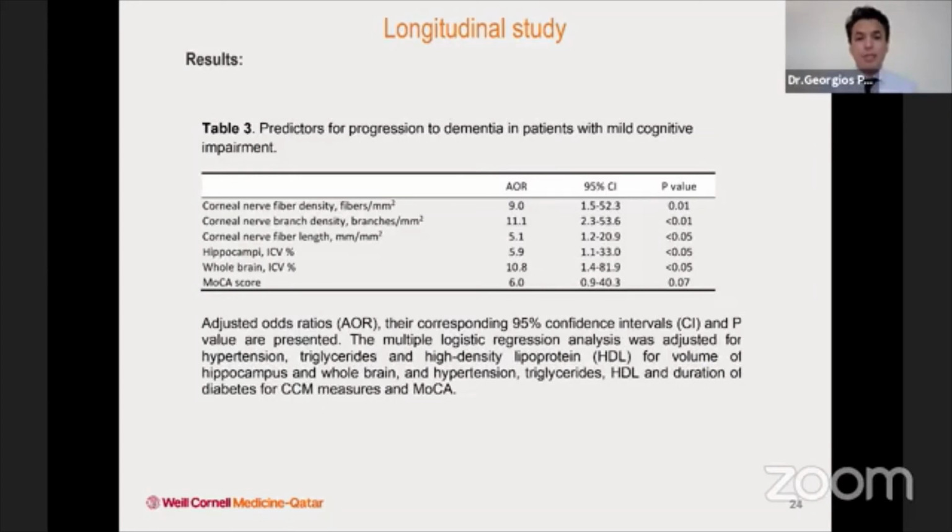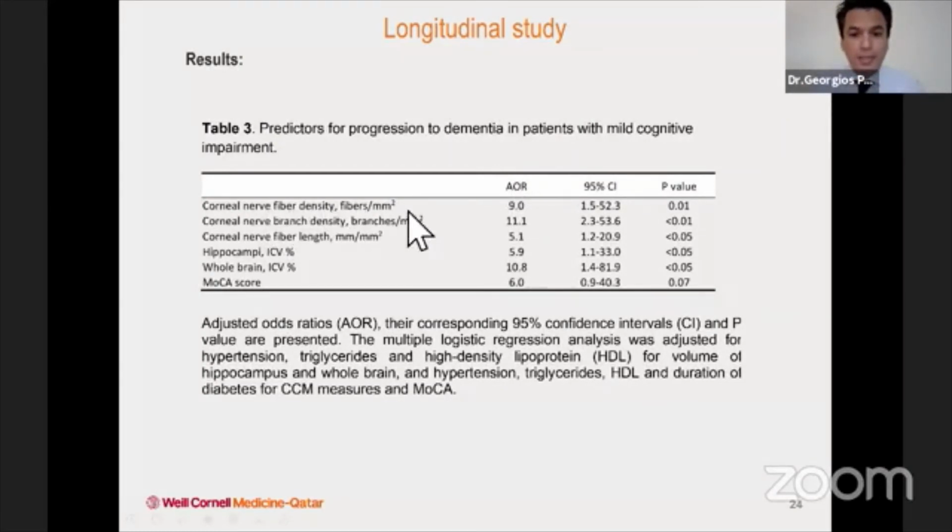Next, we want to adjust for any confounding factors that may have an association with our biomarker and with the dependent variable, which is those who progress or don't progress to dementia. So we adjusted for hypertension because it was strongly associated with progression of disease, triglycerides, and high density lipoprotein.